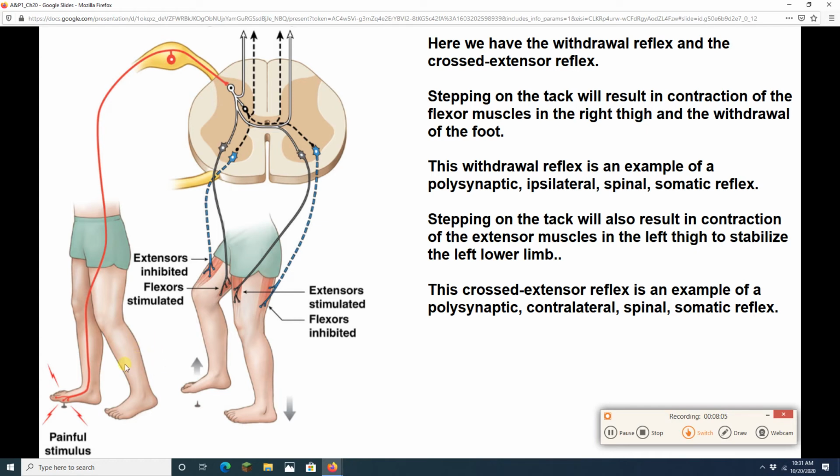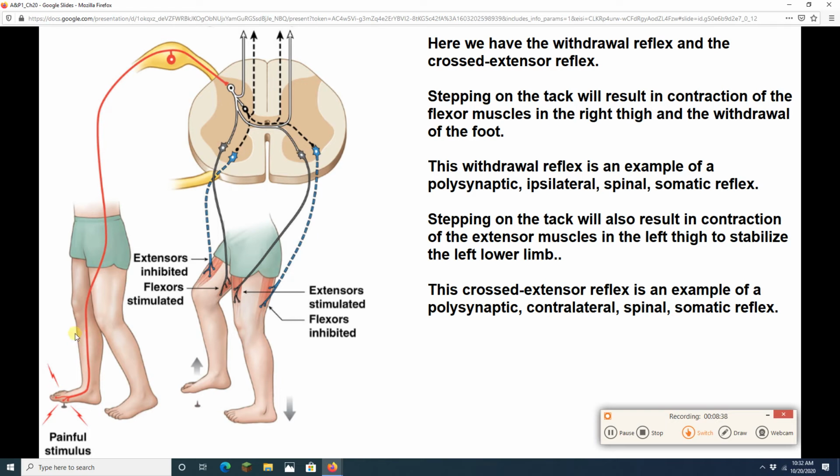We have the withdrawal reflex here. Step on a tack with your right foot withdrawals. Receptor, sensory neuron, interneuron, motor neuron, and that hamstring muscle back there is going to be our effector. So we got the withdrawal reflex. Classic, just like the last time. It's polysynaptic because I got an interneuron. It's ipsilateral because it's on the same side. It's spinal because my integration center is the spinal cord. And it's somatic because my effector is a skeletal muscle.